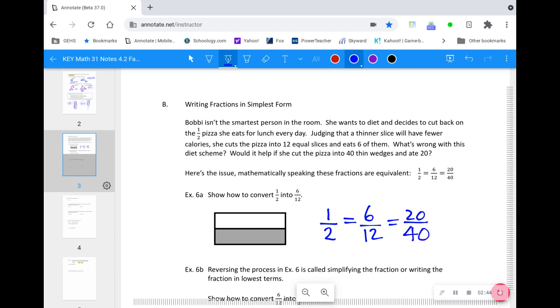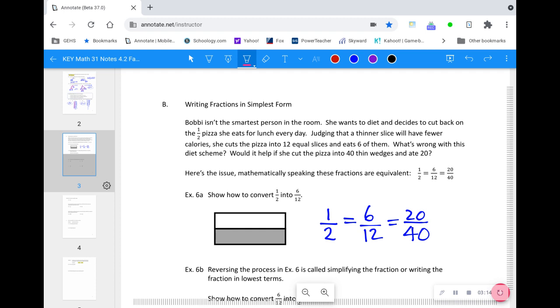Okay, another way to illustrate this might be to think of this as portions of your wealth. A person with $2 who gives away $1 is giving away half their wealth, while a person with $12 is going to give away $6 if they give away half of their wealth. And if you have $40 in your wallet and you give $20 to somebody, you also give away half of your wealth.